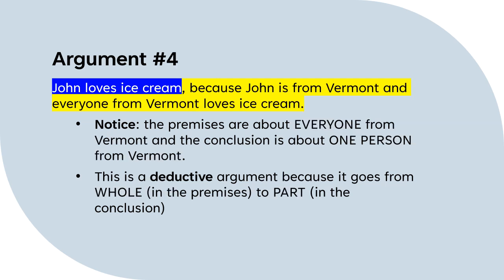Argument number 4. Okay, let's look at another example. John loves ice cream. Why? Because John is from Vermont and everyone from Vermont loves ice cream. Notice the premises are about what? Everyone from Vermont. The conclusion is about what? One person from Vermont. Notice that's going from whole, everyone from Vermont, to part, one person from Vermont, John. Okay? When you go from whole to part, that's going to be deductive.